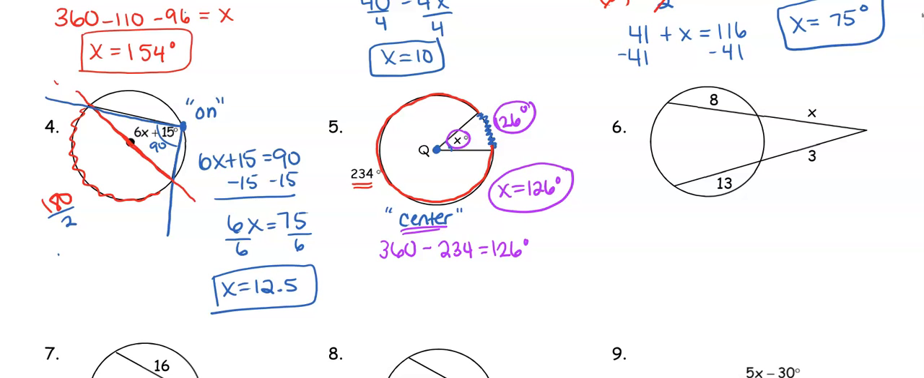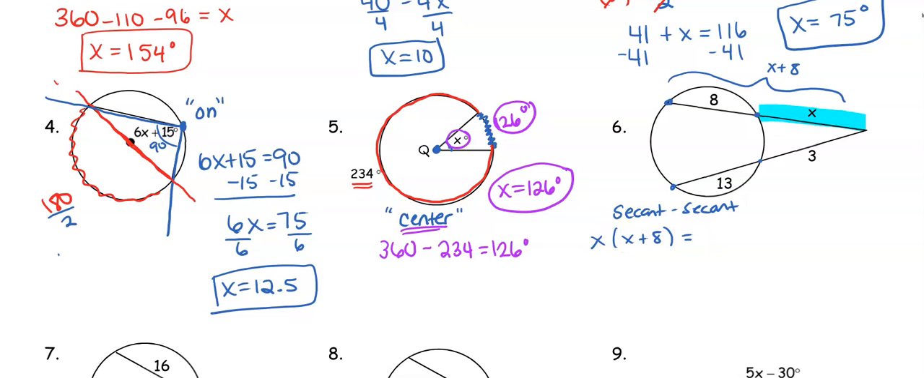Number 6, okay, now we're switching it up and we're going to segment lengths. This is a secant relationship because it's going through 2 spots. This is your secant relationship. And if you remember, it's outside times whole, outside times whole.